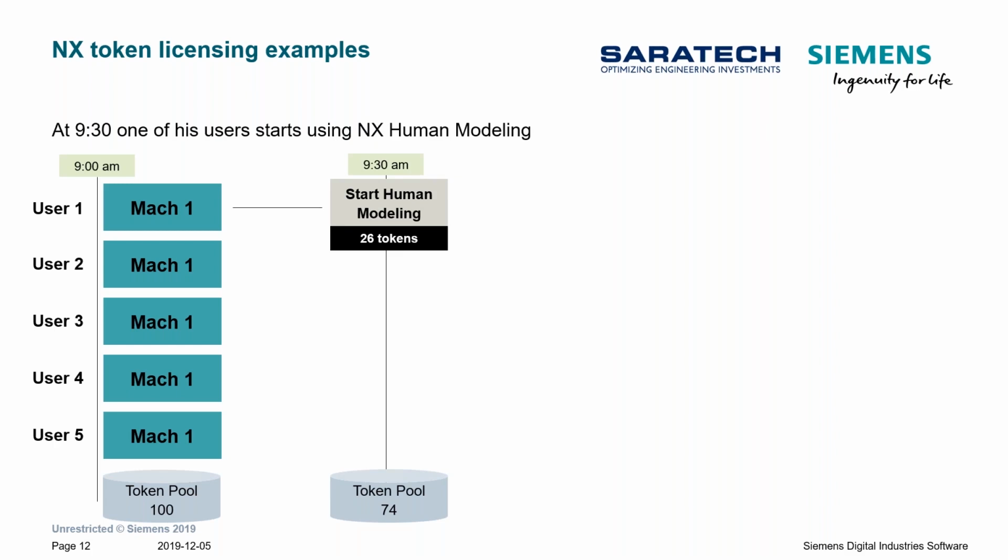Then about 9:30, one of your users starts up human modeling. He wants to put a mannequin in to prove something out in his design. So he starts human modeling, and at that point, the system says human modeling costs 26 tokens. What's left in your token pool is 74 tokens. So those 74 tokens are sitting there waiting. Your designer using human modeling has brought his mannequin in, he's moving it around, and he's validating his assembly.